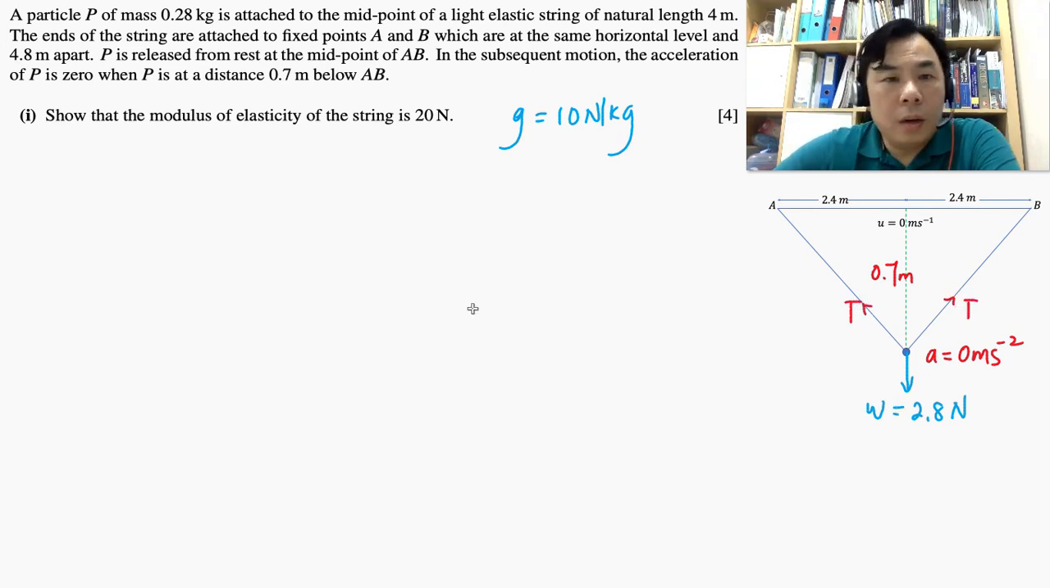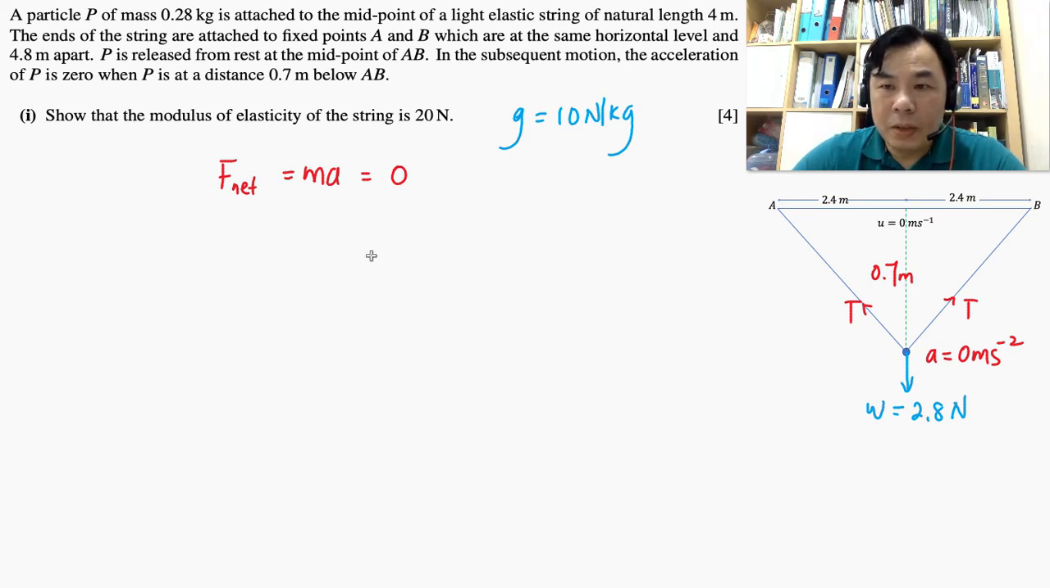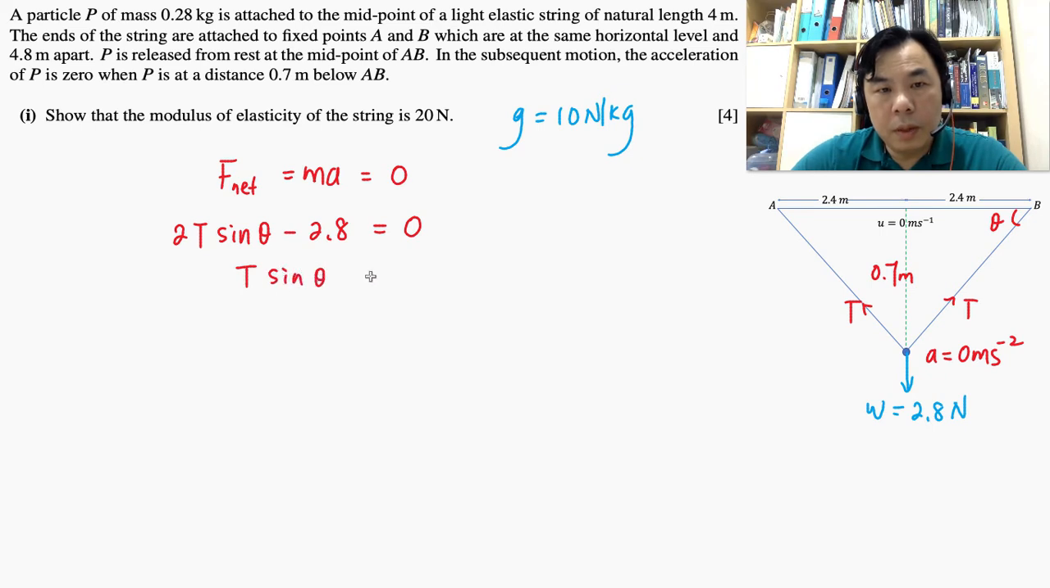Okay, right. Now, for this scenario, it's better to use Newton's second law. So using Newton's second law, acceleration is directly proportional to its resultant force. But we know that its acceleration is equal to zero. Therefore, the resultant force must be equal to zero. And then the resultant force in this case would be, all right, now I'm going to label this as theta, easier to refer. So we will have 2T sine theta subtract off 2.8 must be equal to 0 there. So indirectly, it means T sine theta is equal to 1.4. Right, so I hope that's clear.